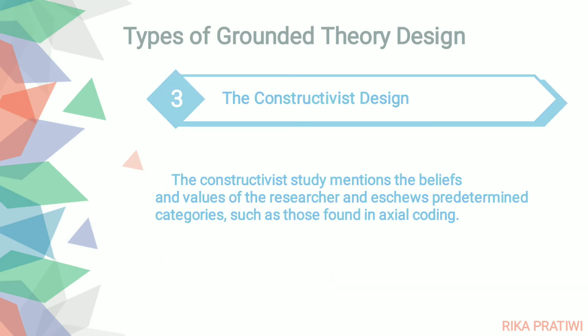The third type is the constructivist design. It emphasizes the beliefs and values of the researcher and chooses against predetermined categories, such as those found in axial coding.